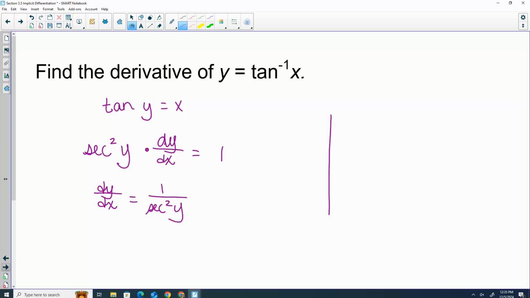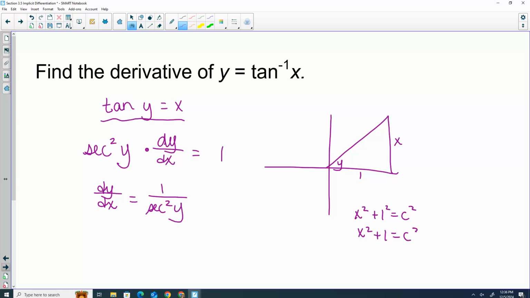So we come and think about our picture. Tangent inverse also exists in 1 or 4, so it looks like we'll just go with quadrant 1. Tangent of y is equal to x. So my angle is y. Tangent is opposite over adjacent. Okay, so now this time I have to find a squared plus b squared equals c squared. Square root of x squared plus 1, or 1 plus x squared.